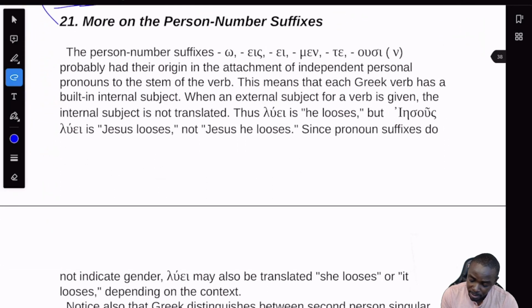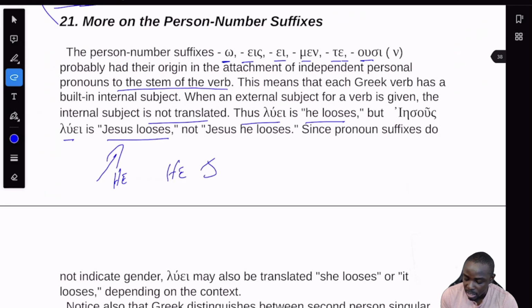The person number suffixes omega, ace, a, men, te, usi probably had their origin in the attachment of independent personal pronouns to the stem of the verb. This means that each Greek verb has a built-in internal subject. When an internal subject for a verb is given, the internal subject is not translated. Thus, lue is he loses, but Jesus lue is Jesus loses, and in this case, Jesus is the he. So you don't have to say he, Jesus, loses.